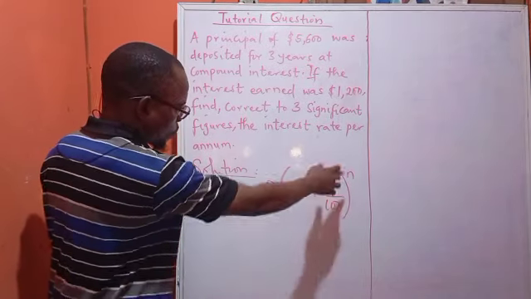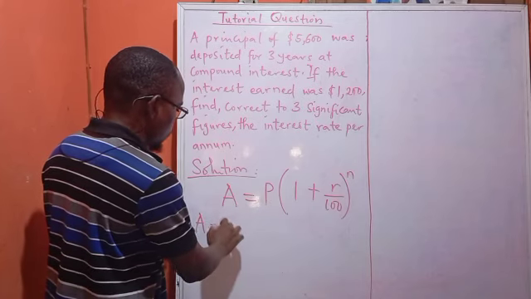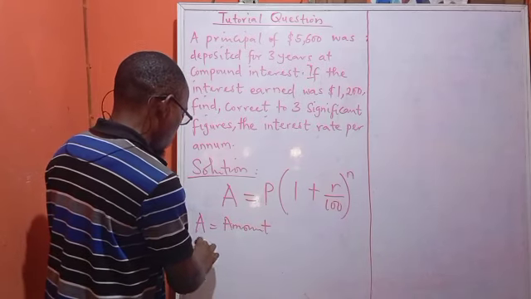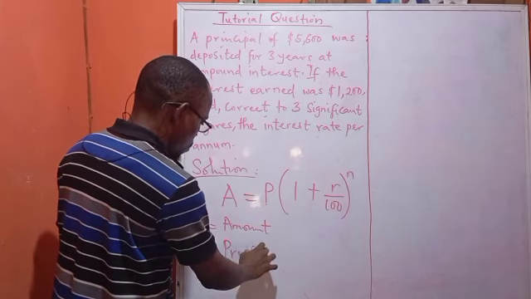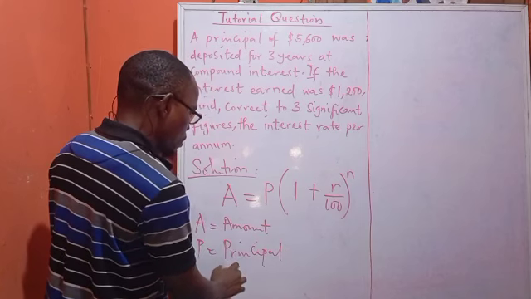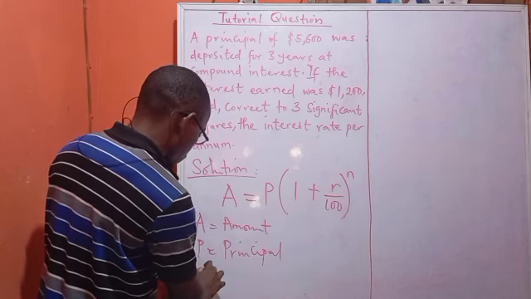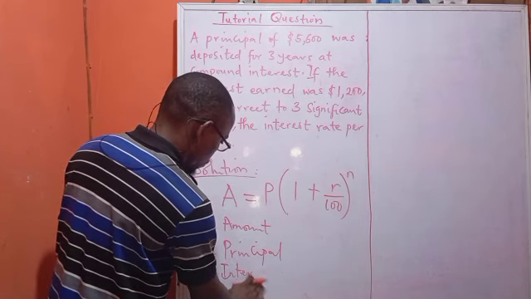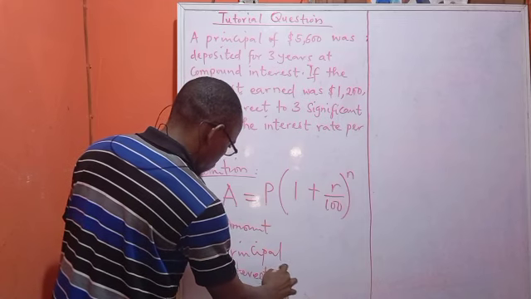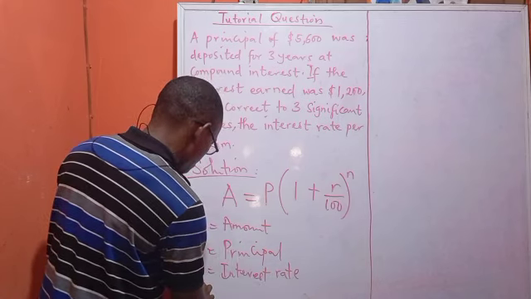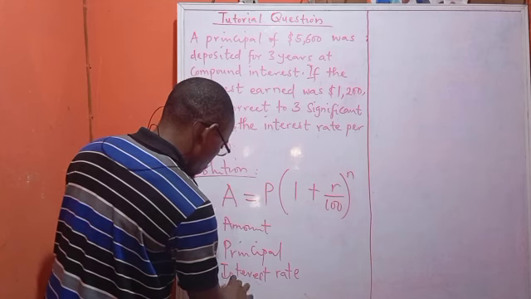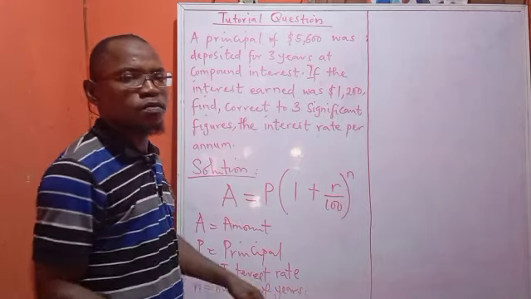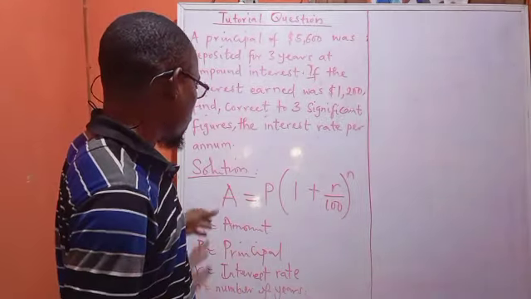Let's define all what we have here. A is the amount. P is the principal. R is the interest rate, and n is the number of years.